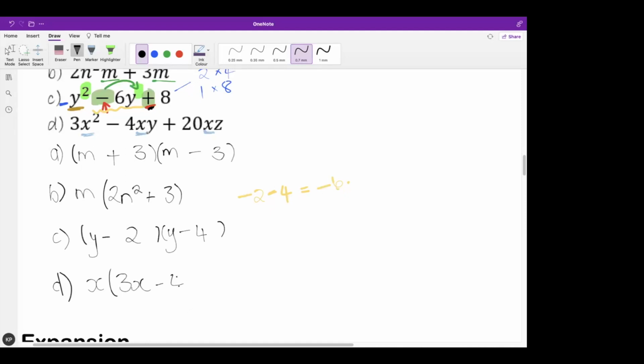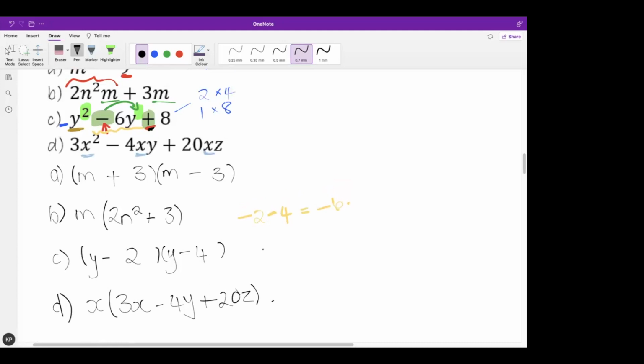Negative 4y. Beautiful. And my last term, I have 20xz. I've taken out an x. So what's left? Nice. Plus 20z.